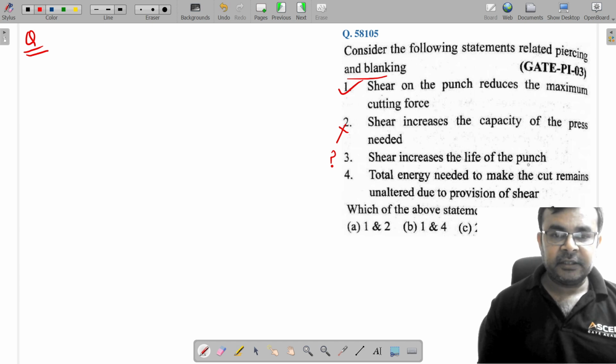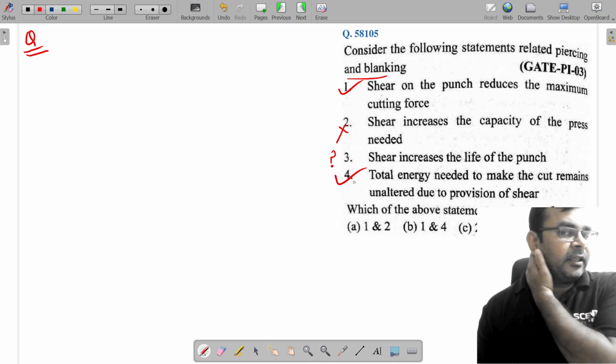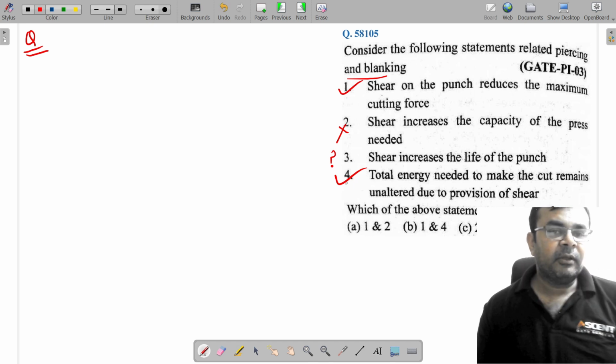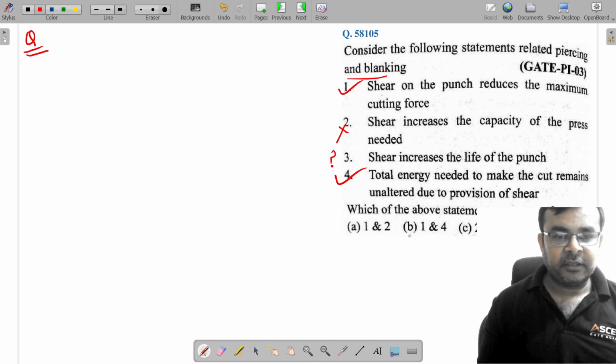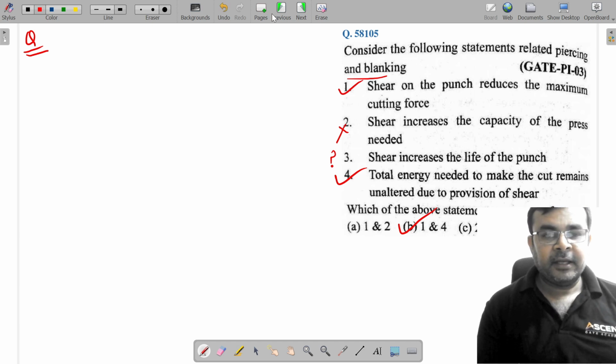The total energy needed to make the cutting remains unaltered. The energy needed to make the cutting remains unaltered due to the provision of A. Yes, this is the right answer. The total energy will remain the same. So is there any option? Yes, option B is the right one. So the correct answer is option B. 1 and 4 is the right answer. Is it clear?